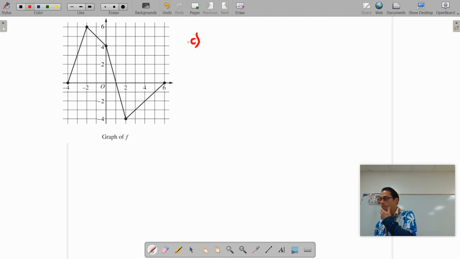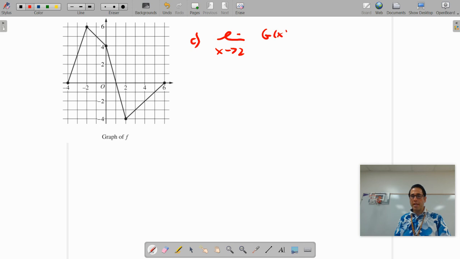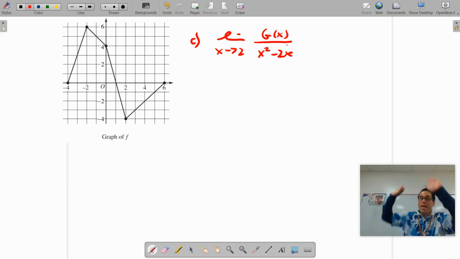Let f be a continuous function defined on the closed interval -4 to 6. Oh wait, that's just the problem. All right, we want to find the limit as x approaches 2. Oh my gosh, I'll bet anything. This is L'Hôpital's, right? All right, so let's go ahead and direct sub.